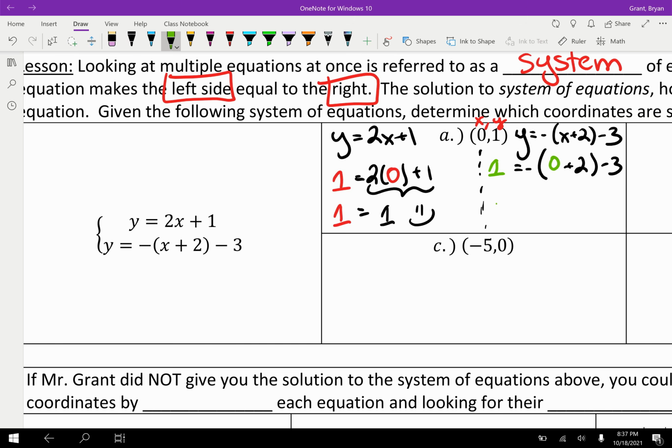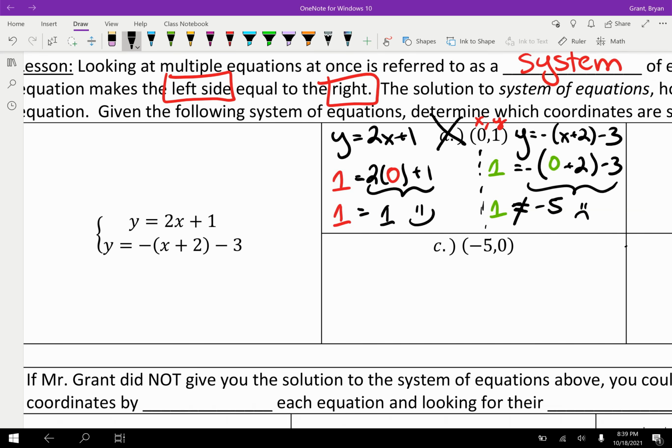And again, I'm going to do everything mental math style, or you can do it in a calculator too, because I'm just running out of space here. 0 plus 2 is 2. Make that negative 2. Negative 2 minus 3 is negative 5. Is the left side equal to the right? I don't think so. So we put that slash through and shows that it didn't work. So this point here, 0 comma 1, is not a solution to this system of equations.